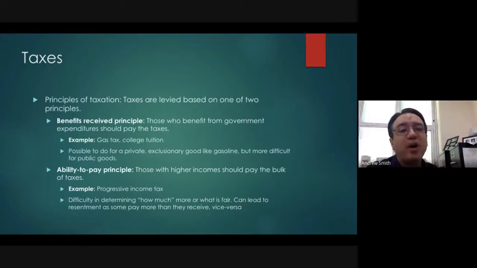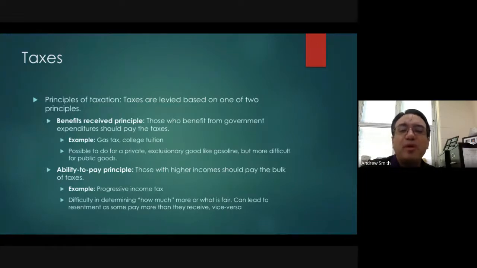Those who are using the park are paying for it. So the ability to pay principle is the second, and that is basically the idea that those who make more money should pay more in taxes. So the taxes should be levied on those who are more able to pay them. A good example of this is the progressive income tax, the federal income tax that charges higher rates to higher earners.